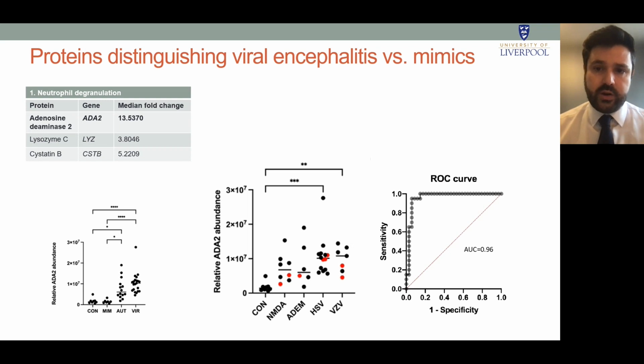These plots look at just one of the proteins with the greatest difference between the groups. In the middle plot, I've shown its upregulation in encephalitis regardless of etiology. The red dots are the patients who had a normal white cell count in CSF. These are some of the most difficult patients to diagnose, and you can see we're still able to distinguish these. On the right is a receiver operating characteristic curve, a measure of the sensitivity and specificity of this protein as a prospective biomarker. It performs very well on the basis of these results, although clearly this needs further validation in other cohorts and by other methods.